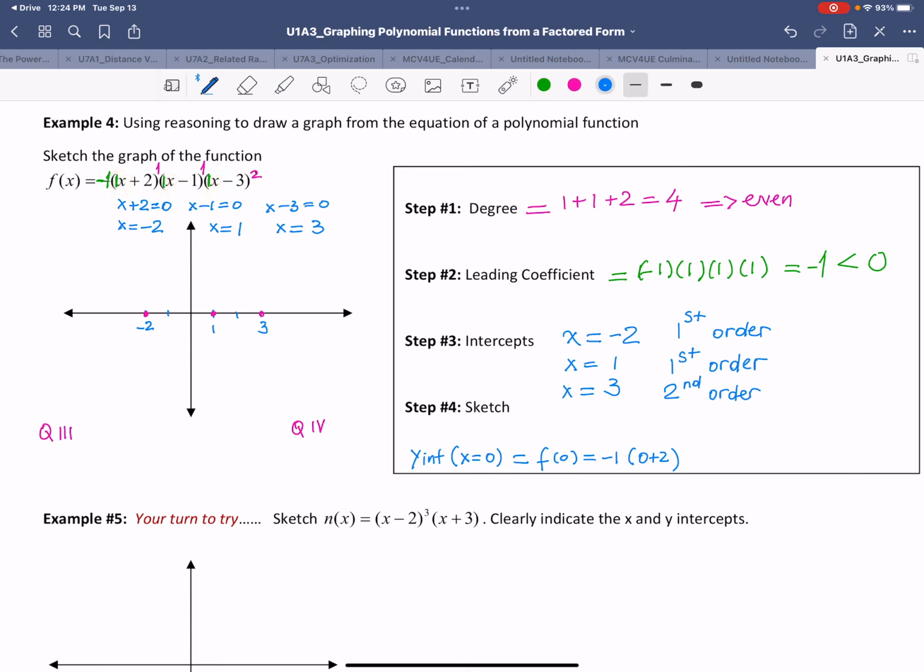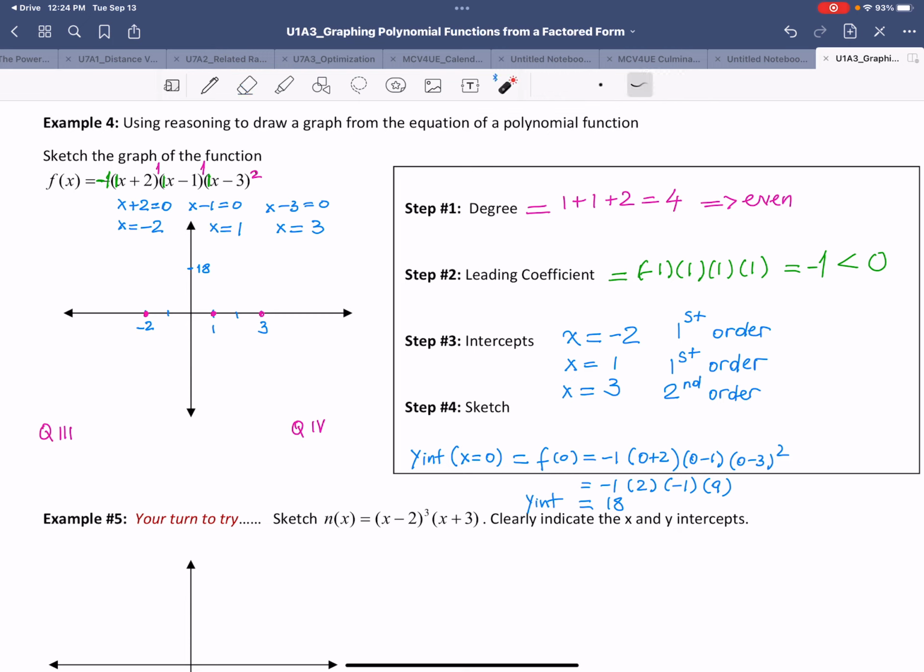So that means we have 0 plus 2, then 0 minus 1 multiplied by 0 minus 3 squared, which equals -1 times 2 times -1 times -3 squared, which is 9. So the y-intercept in this case would be equal to positive 18. So I will pretend that this is positive 18, so that's the scale that I'm setting. That's because it's limited space.